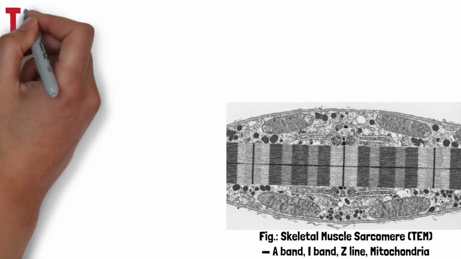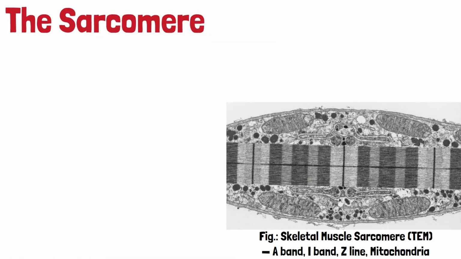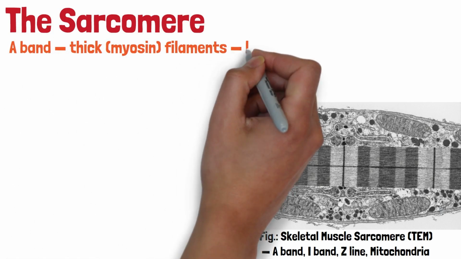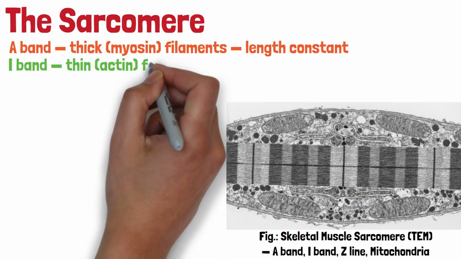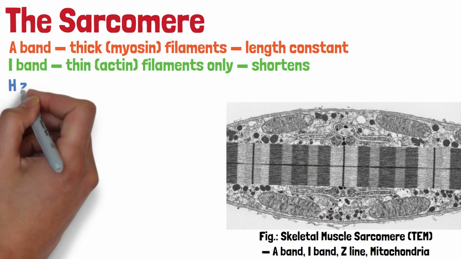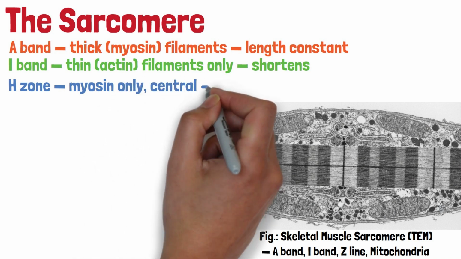Zoom into skeletal or cardiac muscle far enough, and you hit the sarcomere, the actual contractile unit. The A band is the dark zone made of thick myosin filaments, and its length stays constant during contraction. The I band is thin actin filaments only, and it shortens. The H zone is the central part of the A band with just myosin, and it shortens too.